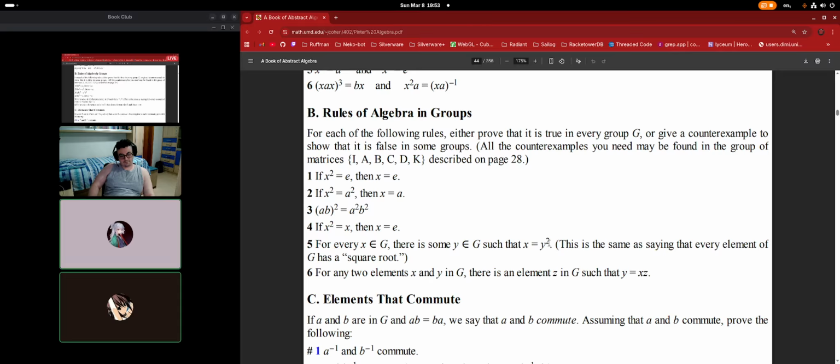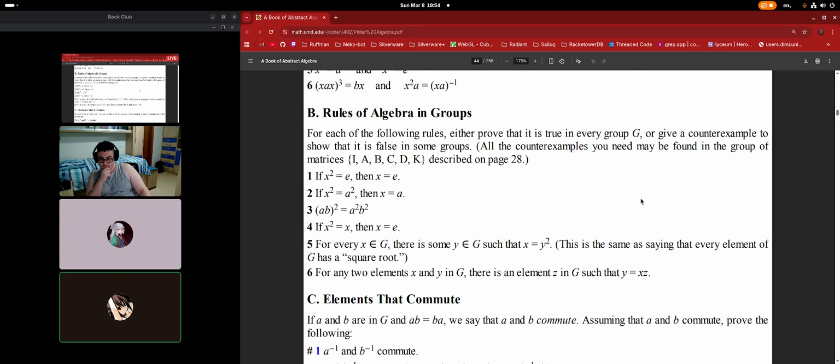That is the same as saying that every element of G has a square root. Well, for that to be true, the square root of 2 would have to be a rational number in the group of rational numbers. No, but G is not necessarily the rationals. But that's a counterexample, no? What do you mean?